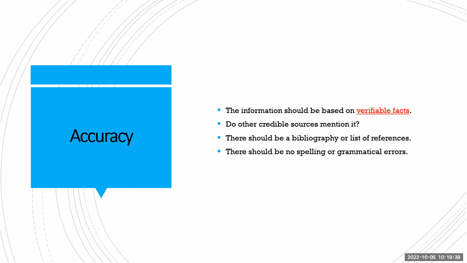But for a scholarly source, it's expected to have credible sources included in their literature, right? So that's what I'm trying to say there. Are other credible sources mentioned? There should be a bibliography or a list of references, and there should be no spelling or grammatical errors. But the first one is really the big one in this one.